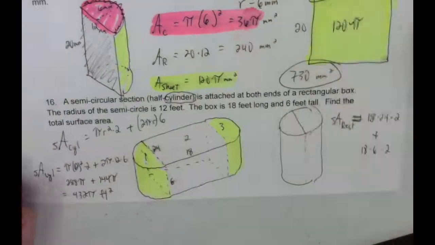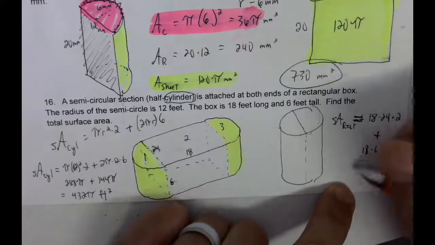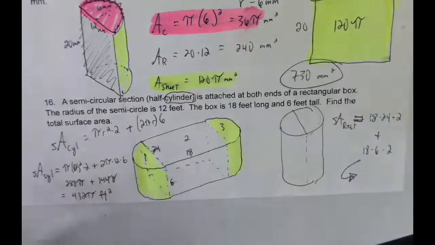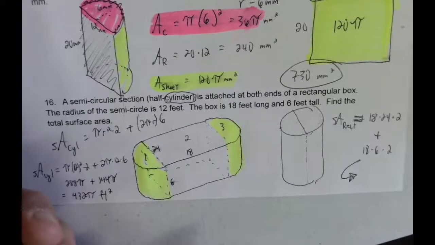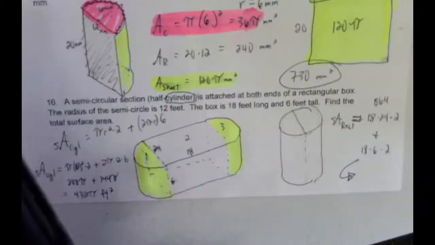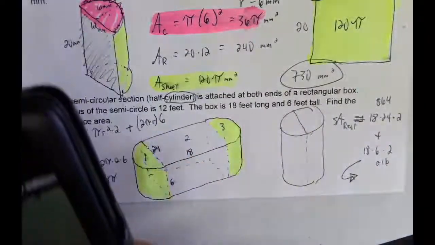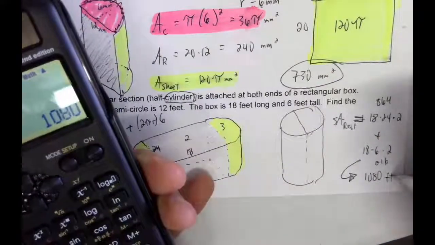See, much easier than the circle. Maybe much faster, not much easier. So, what we can do, 18 times 24 times 2 plus 18 times 6 times 2. I'm going to go to my calculator so that I don't screw something up in the middle of a video. Times 2 equals 864. So there's 864. And then we have 18 times 12, or 216. Added together, we're going to get 1,080 feet squared.